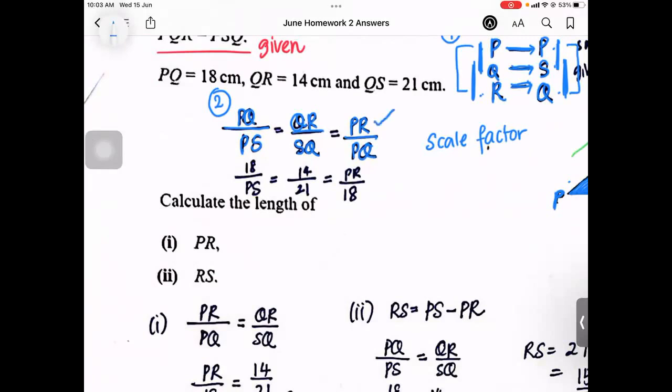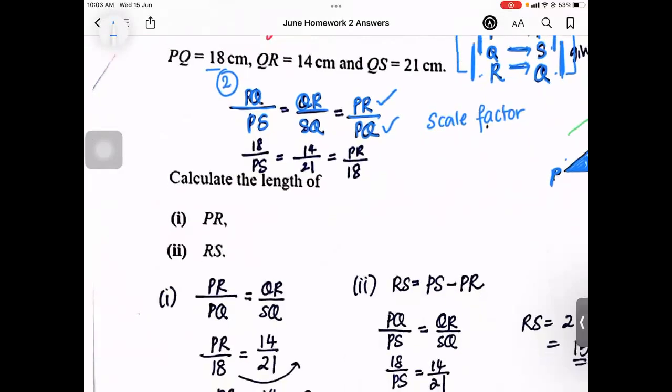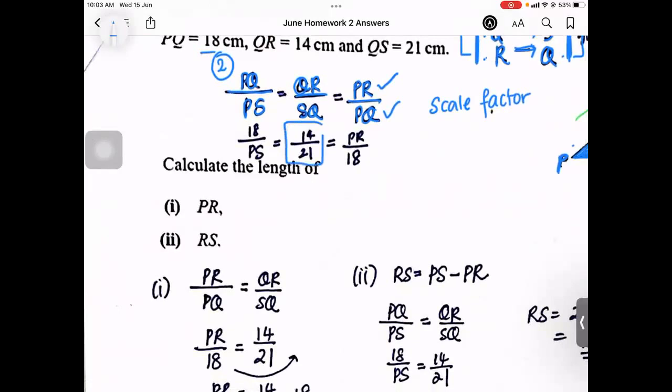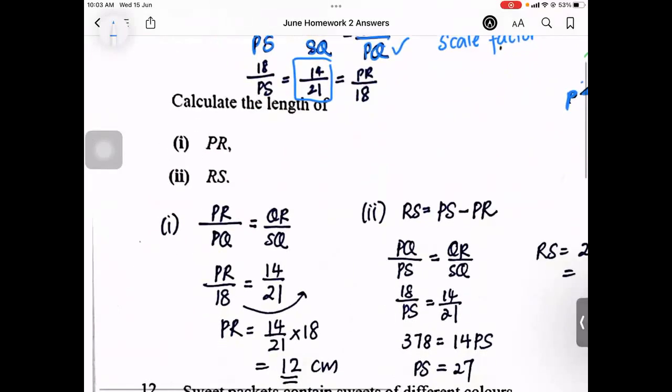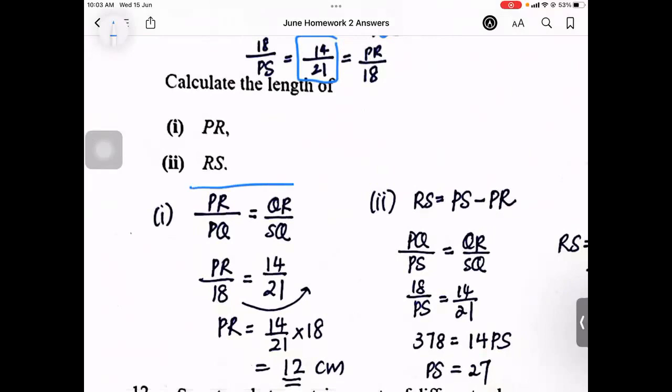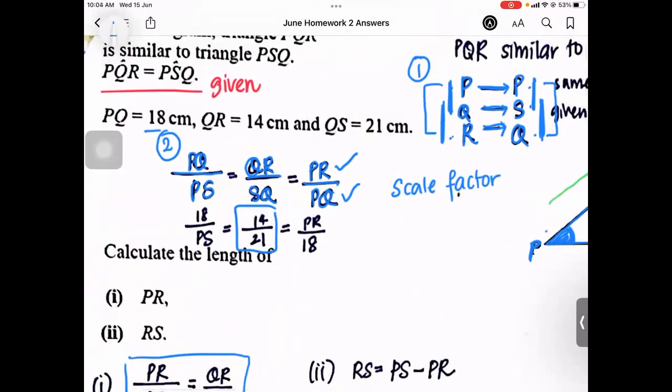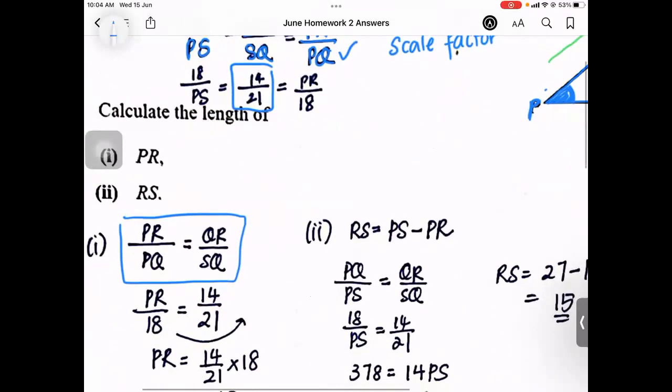PR, definitely I have to use this PR over PQ. We have numbers, 18, so I plug in the numbers. And then I can match with another pair that has a number. So I got 14 over 21. The moment I can match a pair, then I just need to cross multiply and solve for my answer. Technical terms, I'll leave it to you, but are you able to match the corresponding points? Are you able to write out the corresponding ratio? That is important.